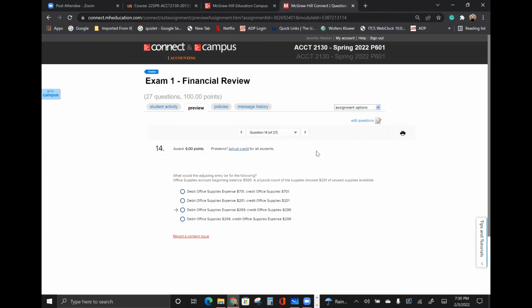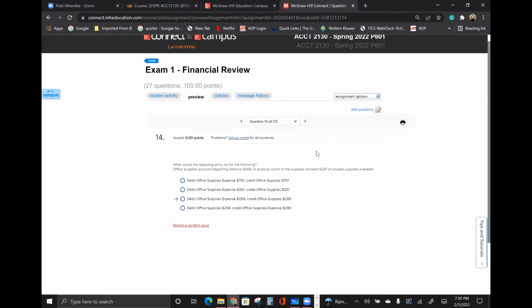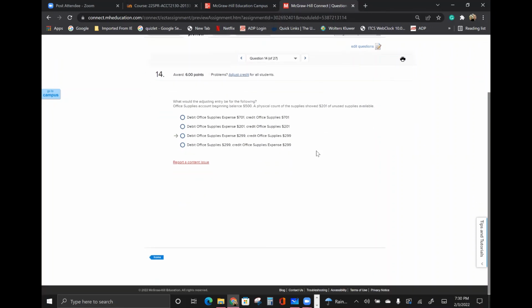So this one's asking for a journal entry, and it's giving them to you. So I won't make you write them out. What would the adjusting entry be for the following? Office supplies account beginning 500, a physical count is done, showing 201 of unused supplies. So in that situation, I started with 500, I have 201 unused. You know that's left on the shelf. So am I going to use that 201 for my adjusting entry?